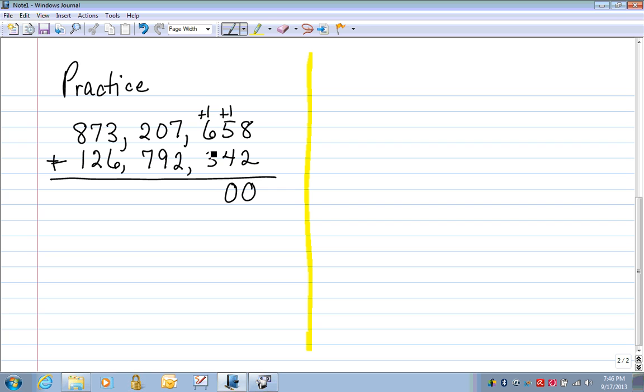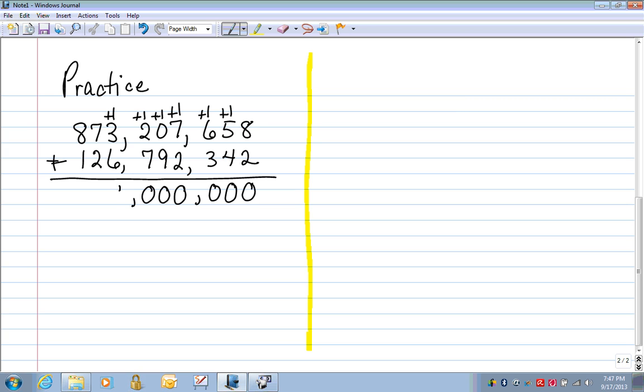6 plus 1 is 7. 7 plus 3 is 10. Again, I put my 0 and place my 1 or carry it. 7 plus 1 is 8. 8 plus 2 is 10. Again, I place my 0 and I carry my 1. 1 plus 0 is 1. 1 plus 9 is 10. Again, I place my 0 and carry my 1. 2 plus 1 is 3. 3 plus 7 is 10. Again, I place my 0 and carry my 1. See the pattern here? 3 plus 1 is 4.